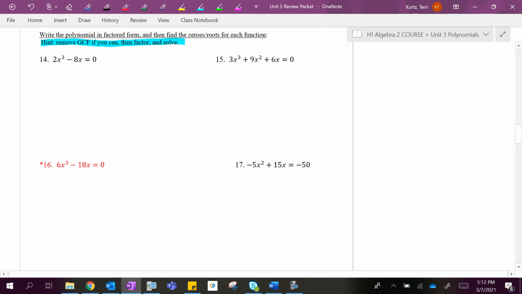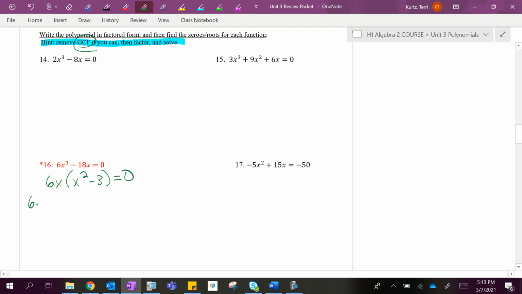Okay, so I'm going to do this one in red. Again, always on these four especially, always try to find the GCF. So here I can take out a GCF of 6 and of x, and I'm left with x squared minus 3. And again, one way to check is if I multiplied that back together, I would get my original equation.